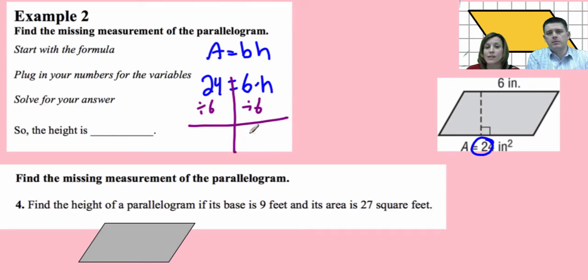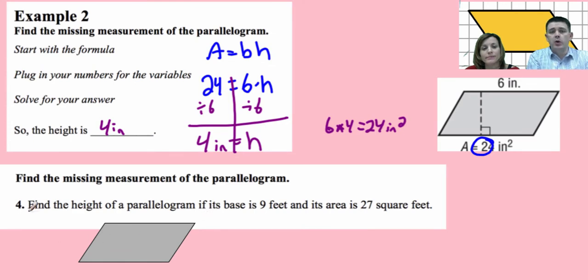6h divided by 6 simplifies to just h. 24 divided by 6 is 4. 6 times 4 is 24, so I've checked my work. Thanks, and it's correct. So just plug them in and work your way backwards.